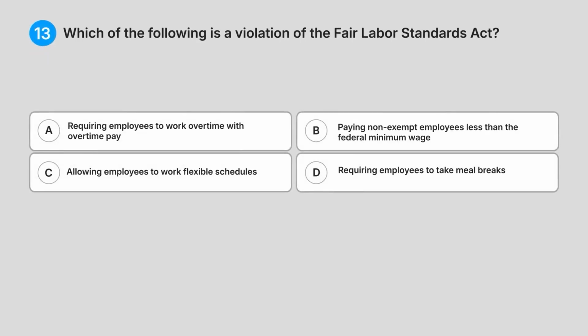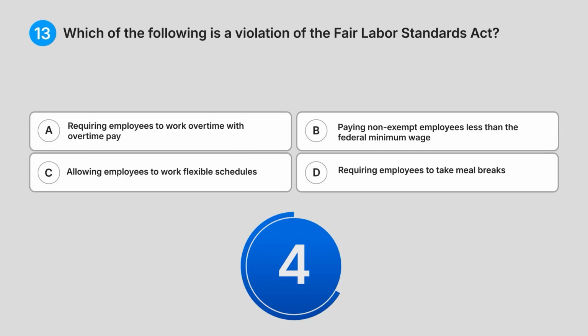13. Which of the following is a violation of the Fair Labor Standards Act? A. Requiring employees to work overtime with overtime pay. B. Paying non-exempt employees less than the federal minimum wage. C. Allowing employees to work flexible schedules. D. Requiring employees to take meal breaks. What do you think is the answer?